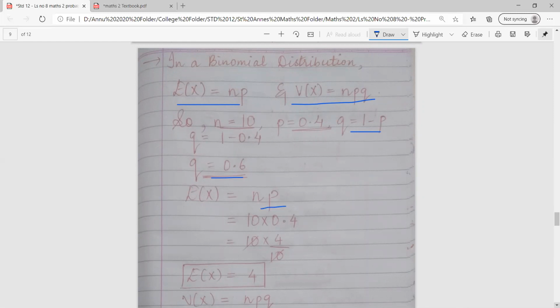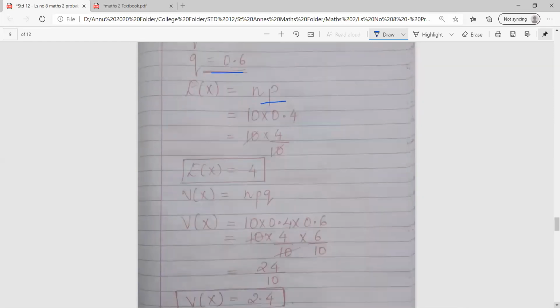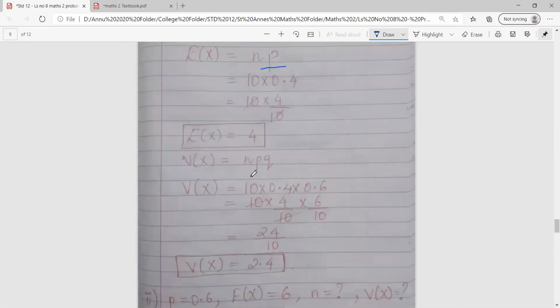On putting the values, you get the answer as 4. And by putting V of x formula N into P into Q, and solving, you get the answer to be 2.4. Whenever you have decimals, always remove the decimals like this. 0.4 is written as 4 upon 10 and 0.6 is written as 6 upon 10.